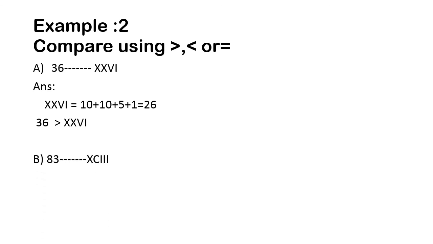Then look at the next one. 83 and XCIII. So now we are going to find out the value. C means 100. The value of C is 100. Then the X comes to the left of C. So minus 10. Then 3 ones are here, to the right side of the C. So we are going to add plus 1 plus 1 plus 1. So the value is 93. So 93 is greater than 83.